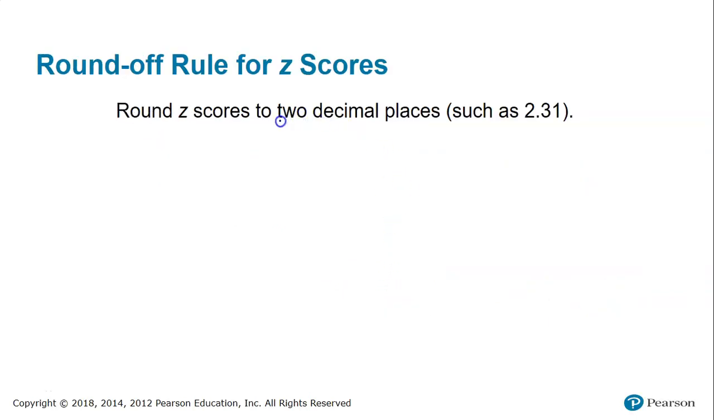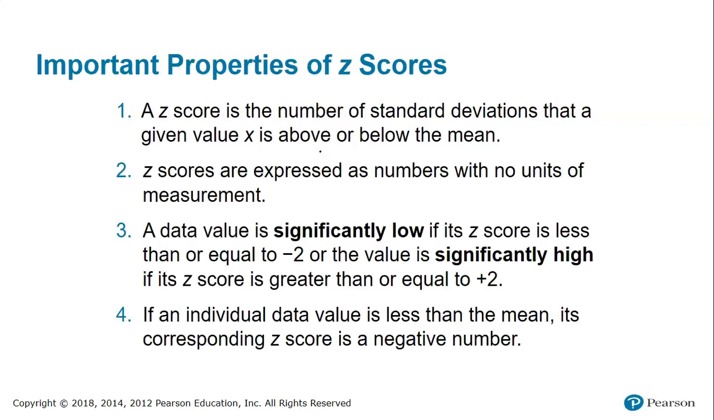Okay, we have a rule for rounding, and that rule is that we always round to 2 decimal places. So that's really important that you remember z-scores are rounded to 2 decimal places. There are 2 places later in the semester that round to 3 decimal places, and I'll tell you what those special ones are, but all others will be to 2 decimal places.